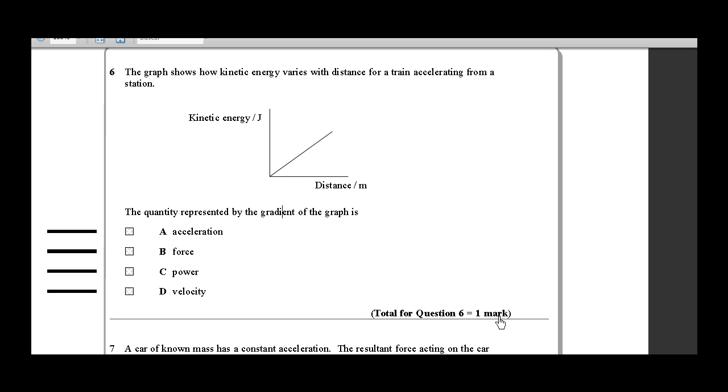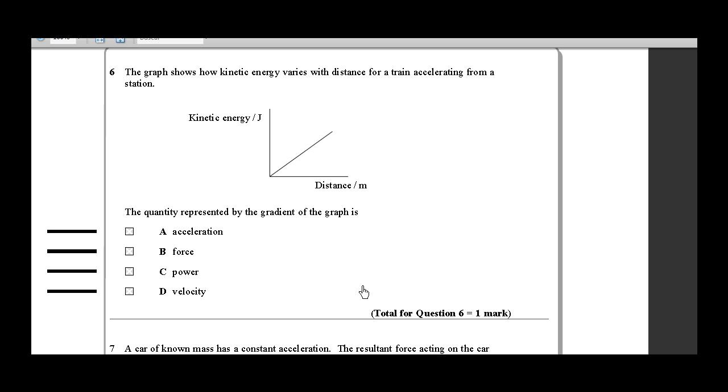The graph shows how kinetic energy varies with distance for a train accelerating from a station. So we already have a clue. We know that the train is accelerating, which anyway makes sense, because otherwise if it was going at a constant velocity, then the kinetic energy wouldn't be increasing. Kinetic energy is only increasing if your velocity is increasing, so there must be an acceleration. So anyway, that makes sense. And now, let's think about what the gradient of this thing is.